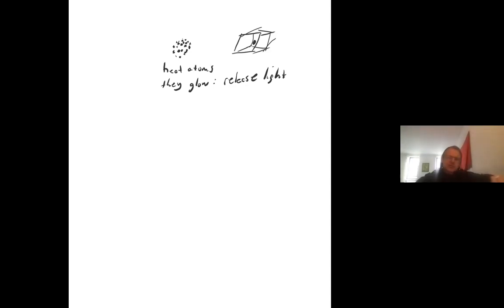It turns out the temperature of a star determines its color. So our star, the light's pretty white, actually. It's sometimes referred to as a yellow star, but the light's pretty white. It's pretty much all the visible colors.